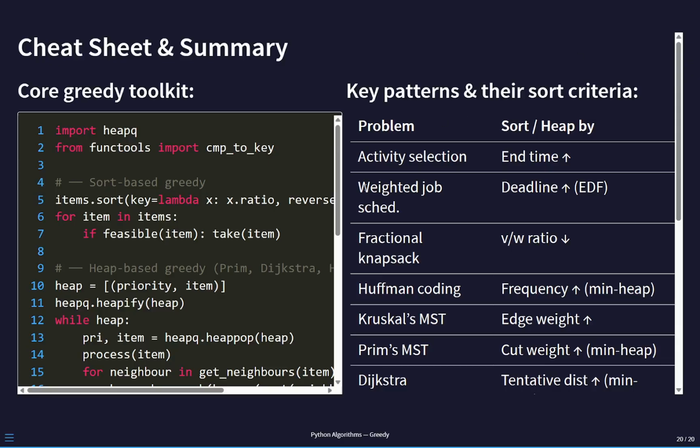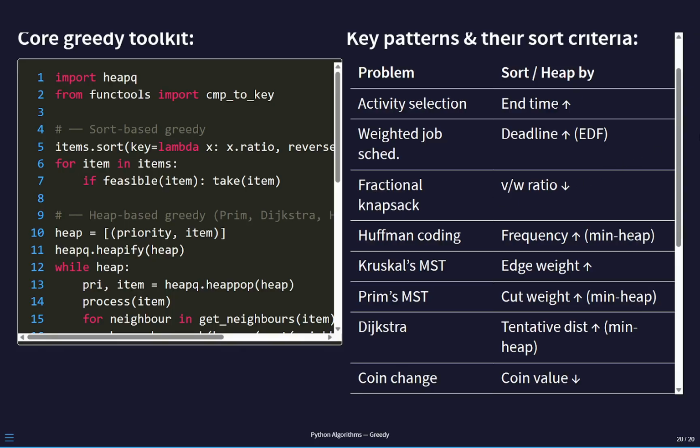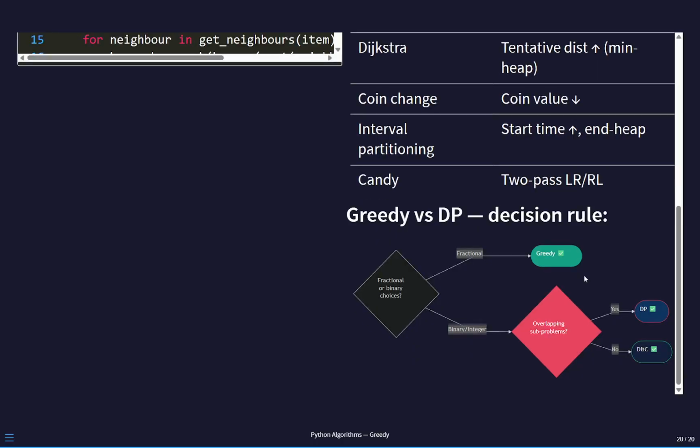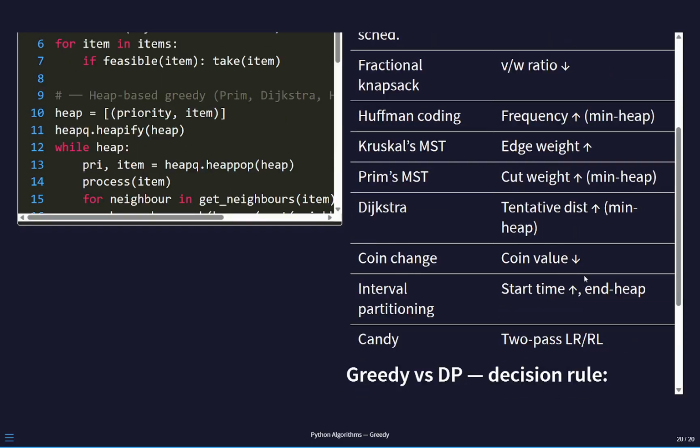The 4 code templates cover every pattern. Sort-based greedy: sort items by criterion, scan once taking feasible choices. Heap-based greedy for Prim, Dijkstra, and Huffman, where you repeatedly need the minimum or maximum element. 2-pass greedy: left to right, then right to left, for bidirectional constraints like the candy problem. Binary search plus greedy feasibility for minimize maximum, or maximize minimum optimization.